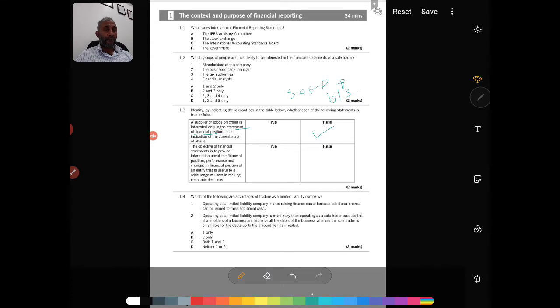The second statement: the objective of financial statements is to provide information about the financial position, performance, and changes in financial position of an entity that is useful to a wide range of users in making economic decisions. That is obviously correct. So that is the answer to 1.3. And 1.4: which of the following are advantages of trading as a limited liability company?